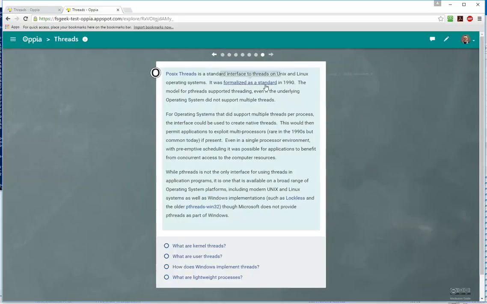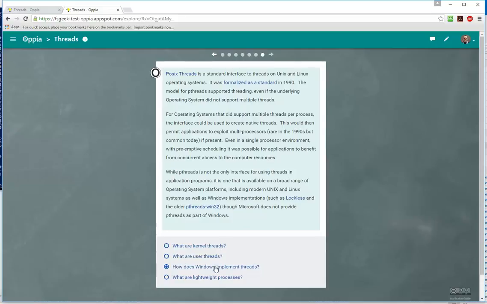Pthreads is a standard. It was formalized back in 1990. Pthreads isn't actually tied to Linux. This is one of those important things that I want students to understand. So there are a couple of implementations of pthreads on top of Windows. So you can use the pthreads programming interface and still have code that's portable to Windows.